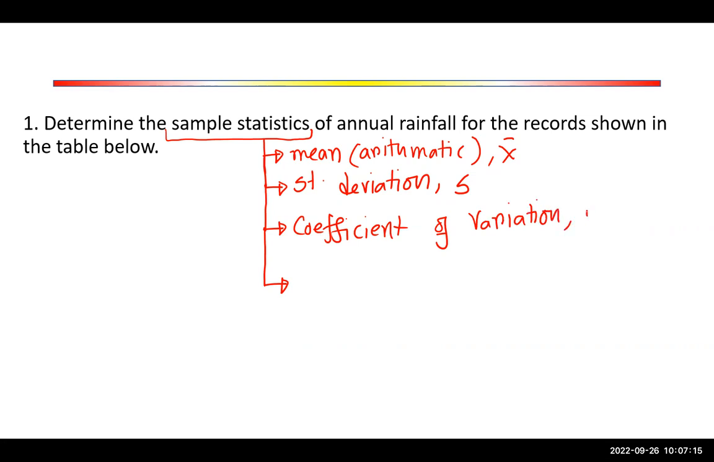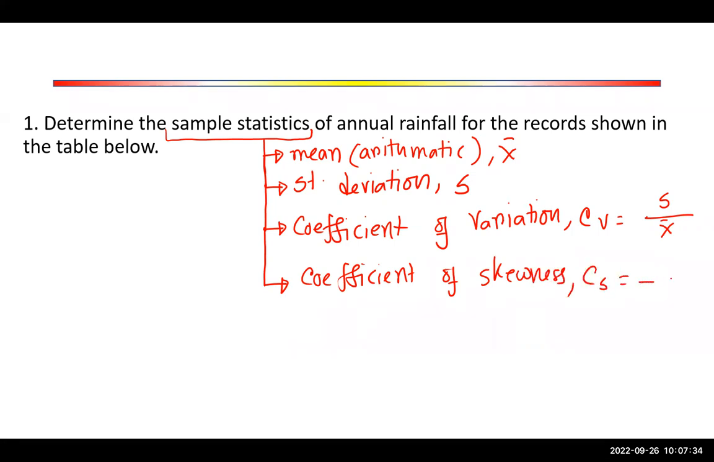Okay, which is CV, and at the same time, it's the ratio between S over X bar. Another one is the coefficient of skewness, like how skewed one data set is, and this one is A over S cubed, okay.